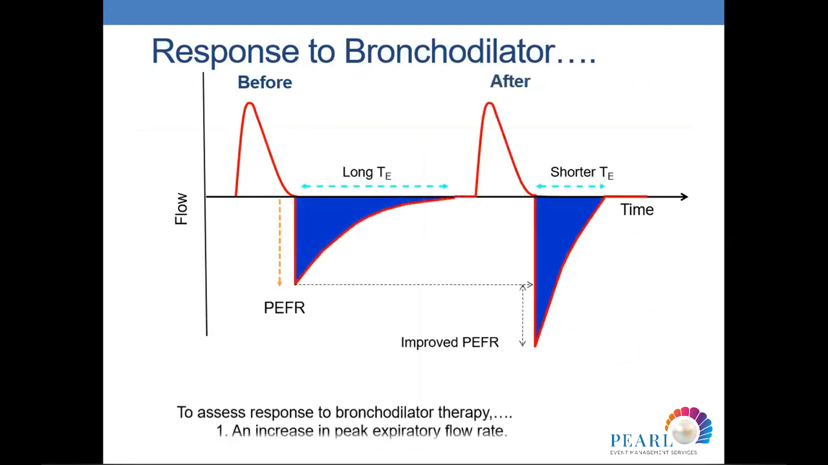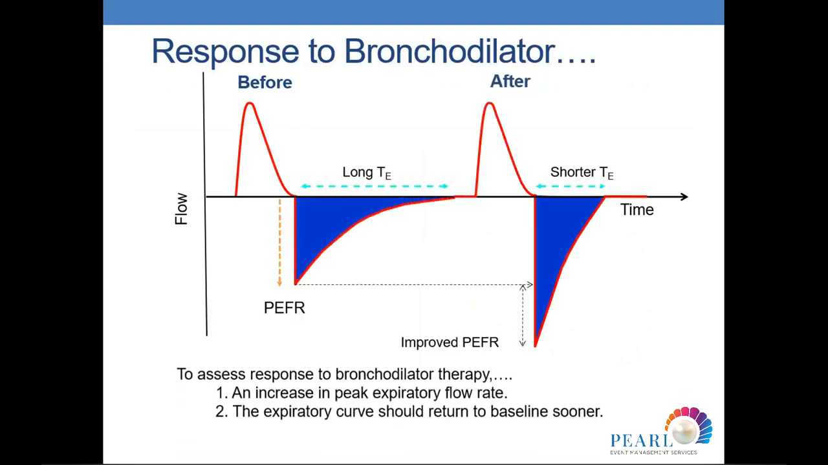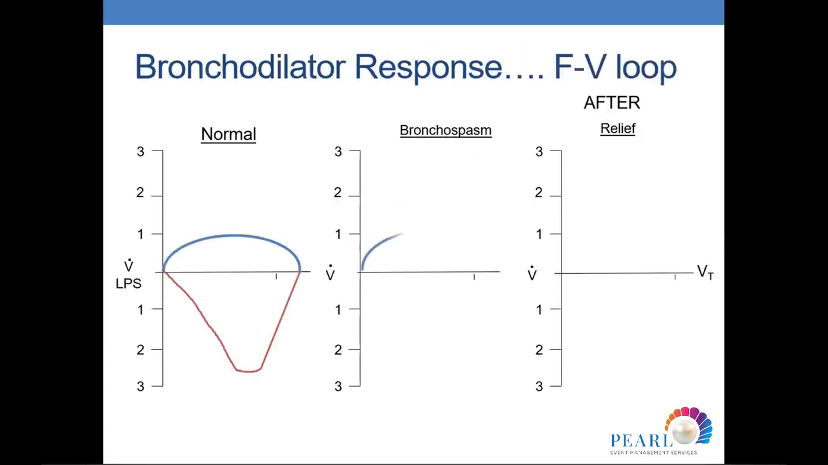This is when you give a bronchodilator. There is a really very long, extended expiratory time. When you give the bronchodilator, this is the way it looks. It can give you a sign of improvement, that the baby has improved after the bronchodilator. Again, how it looks in the loops: this is before the bronchodilator, with the bronchospasm, and this is after the relief.